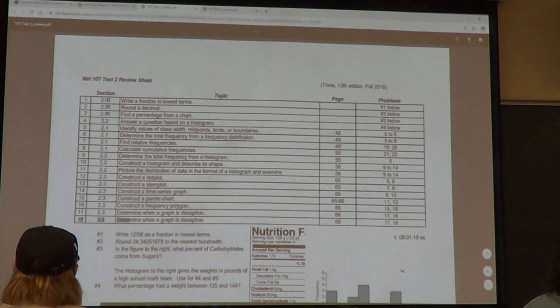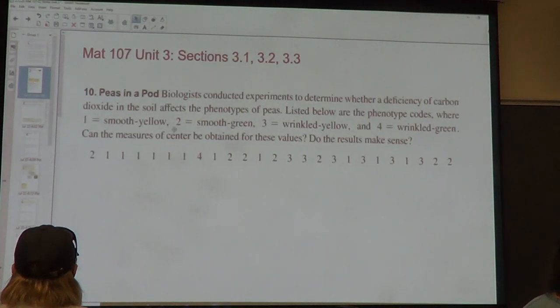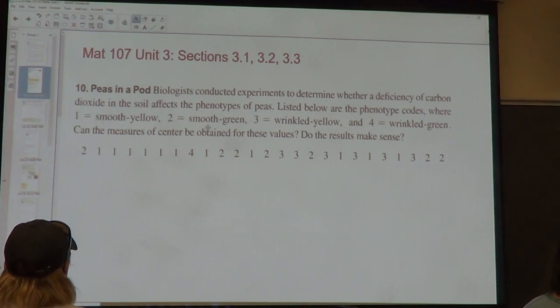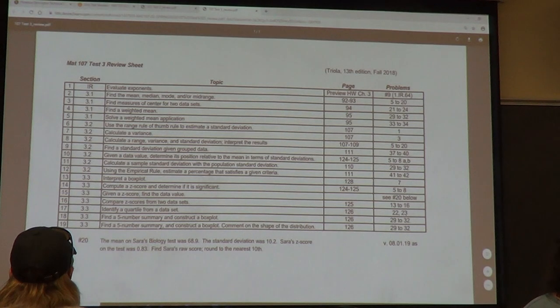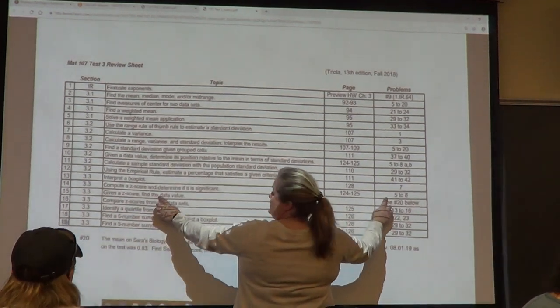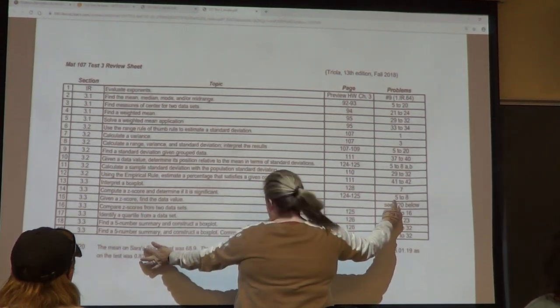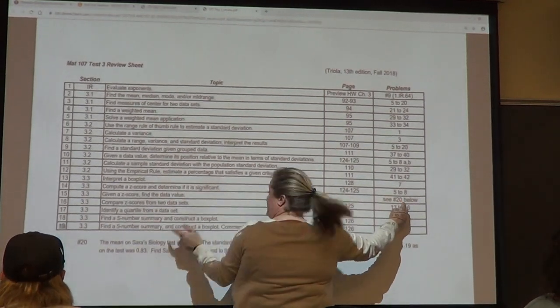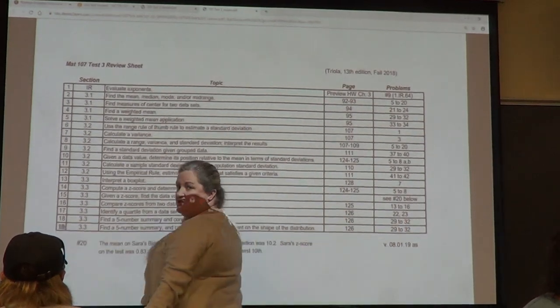And so now we're working on chapter three. We started chapter three last time. Chapter three is going to be mean, median, mode, weighted mean, variance, standard deviation, box plot, z-score, five-number summary. This one is going to be 19 questions. It looks like it's 20 questions, but number 15 says see number 20 below, so your test is only 19 questions.